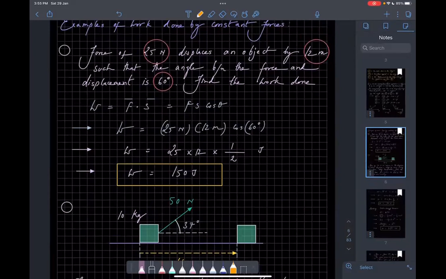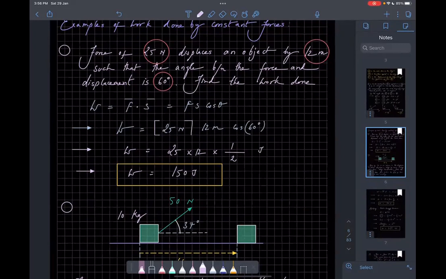A force of 25 Newton displaces an object by 12 meters such that the angle between force and displacement is 60 degrees. Find the work done. So it is very simple. Just use the formula Fs cos theta. So F is how much? 25 Newton and displacement is 12 meters.